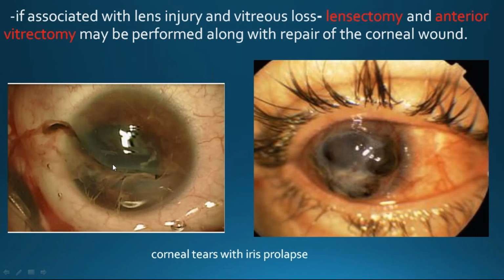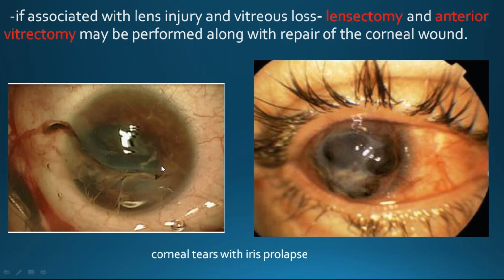This is a picture of corneal tissue with iris prolapse. You can see here uveal tissue prolapse. Here also you can see the iris prolapse. Here also the corneal perforation with iris prolapse. If the iris is not viable, you should excise the iris. If the iris is viable, you do intracameral pilocarpine. Then you have to suture this corneal wound.